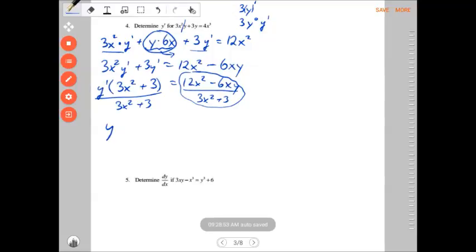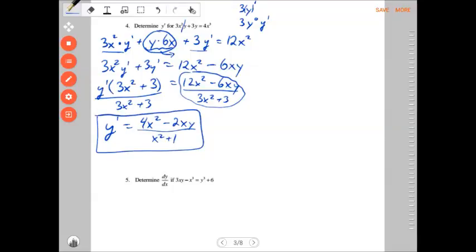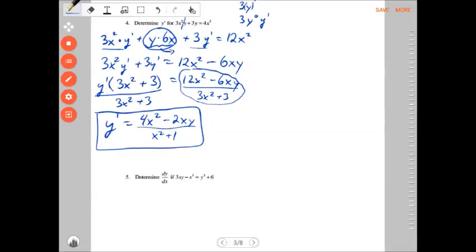So y prime equals, so we're going to divide everything by 3. So 12 divided by 3 is 4x squared. 6 divided by 3 is minus 2xy. 3x squared divided by 3 is just x squared. And 3 divided by 3 is just plus 1. So that is as best as we can do there. Now, it's starting to get a little more complicated, but that's all right.